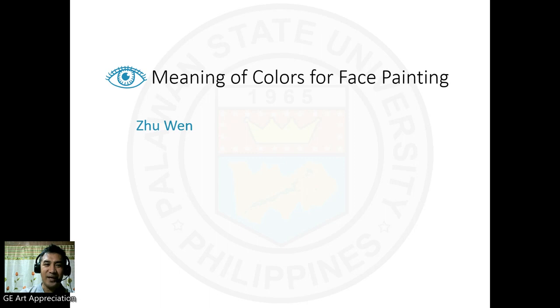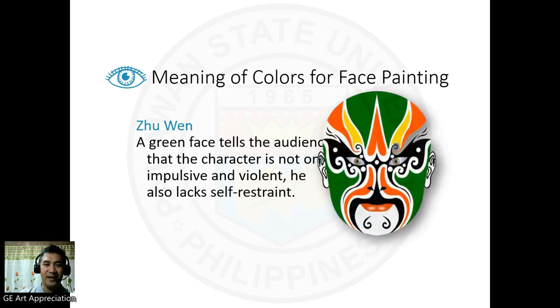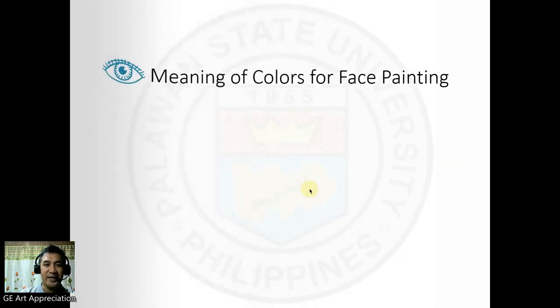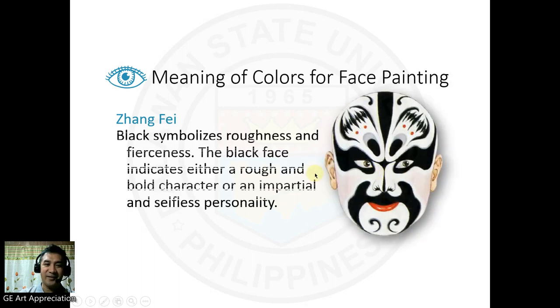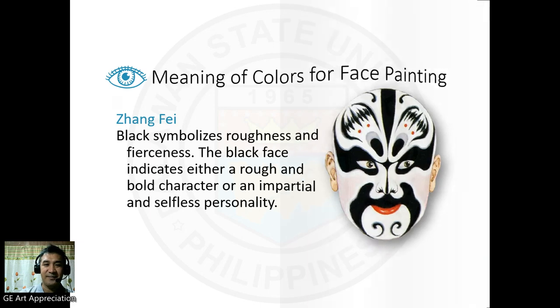We have the Zhu Wen. Okay, a green face tells the audience that the character is not only impulsive and violent, but he also lacks self-restraint. This is the Zhu Wen. Zhang Fai, the color is black. Black symbolizes roughness and fierceness. The black face indicates either a rough and bold character or an impartial and selfless personality. Zhang Fai.